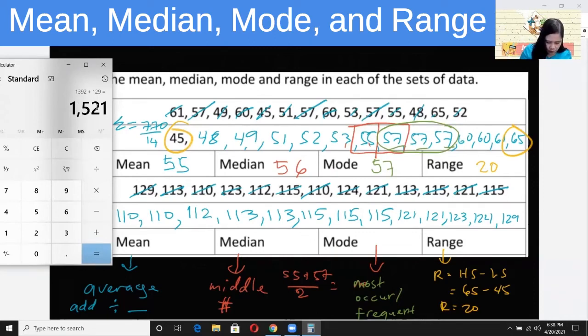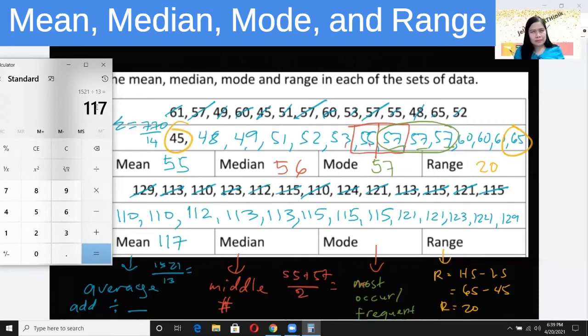The answer is 1,521. So you divide 1,521 by 13, and the answer is 117 for the mean. Okay, so we have 117 for the mean.